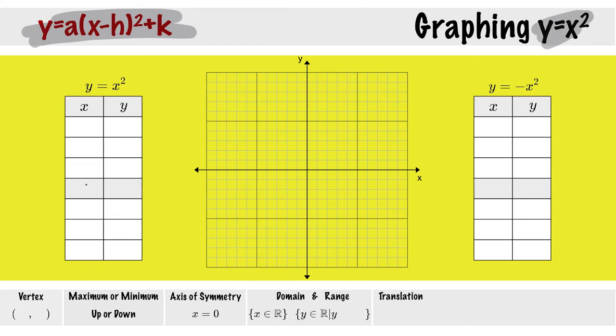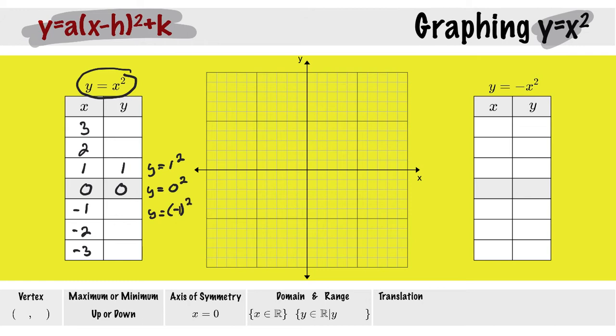I'm going to use a table of values, starting with 0 in the middle, going up by 1, and going back by 1. If I sub into my formula, sub in 0 for x, it becomes 0. If I sub in 1 for x, it becomes 1. And if I sub in negative 1 for x, it also becomes positive 1.